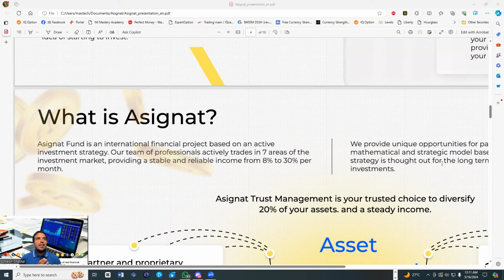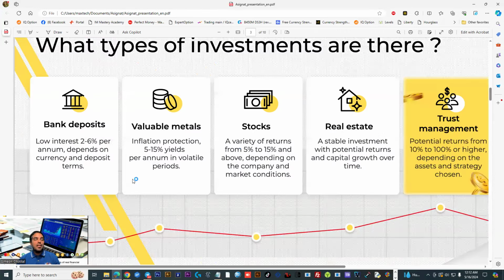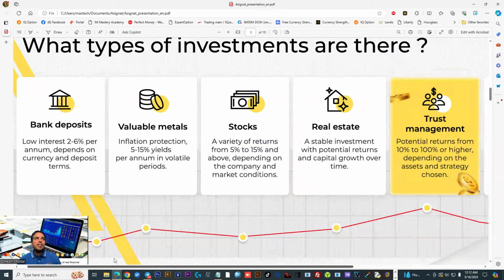Asignat Fund is an international financial project based on an active investment strategy. Our team of professionals actively trade seven areas, not one or two, but seven areas of the investment market, providing a stable and reliable income from 8% to 30% per month, right? So just looking at the different areas they trade in, it's bank deposits, value of metals, stocks, real estate, trust management. You have cryptocurrencies, and you have the typical bonds there, right?